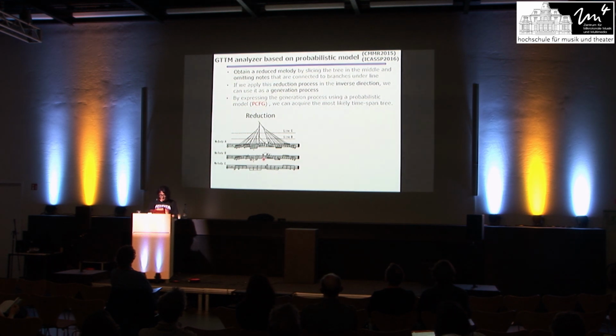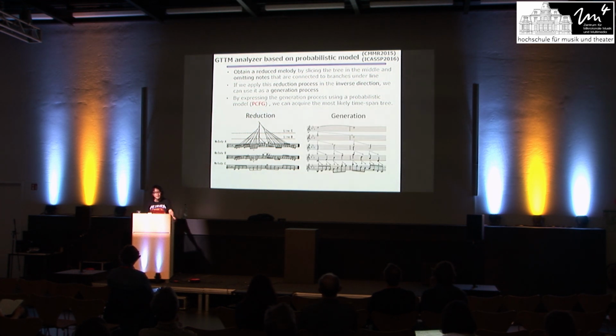Here, this figure shows the melody reduction by GTTM. And this is a melody and its time span tree. And we can obtain a reduced melody by slicing the tree in the middle and omitting notes that are connected to the branch underneath. And if we apply this reduction process in the inverse direction, we can use it as a generation process. By expressing the generation process using a probabilistic model like PCFG, we can acquire the most likely time span tree.